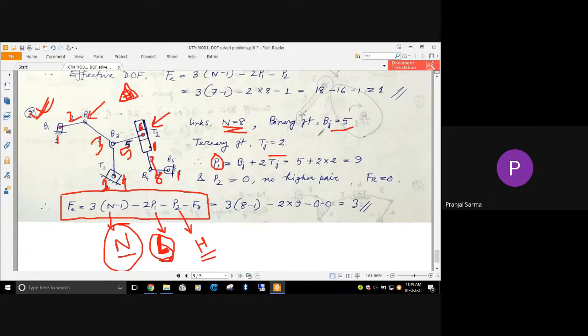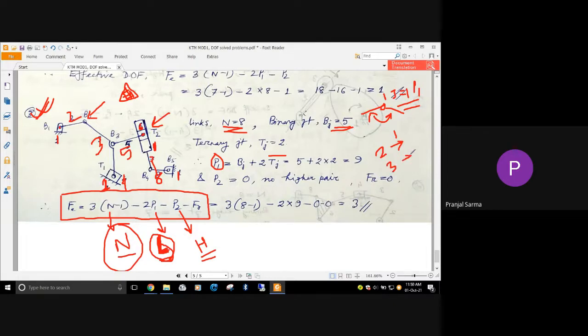we know that a binary joint gives rise to one pair. If this is a binary joint, one joint is one pair, one binary joint equivalent to one pair, lower pair. But if it is a ternary joint or quaternary joint, we know that a ternary joint is equivalent to 2 binary pairs, and a quaternary joint is equivalent to 3 binary joints, like that.